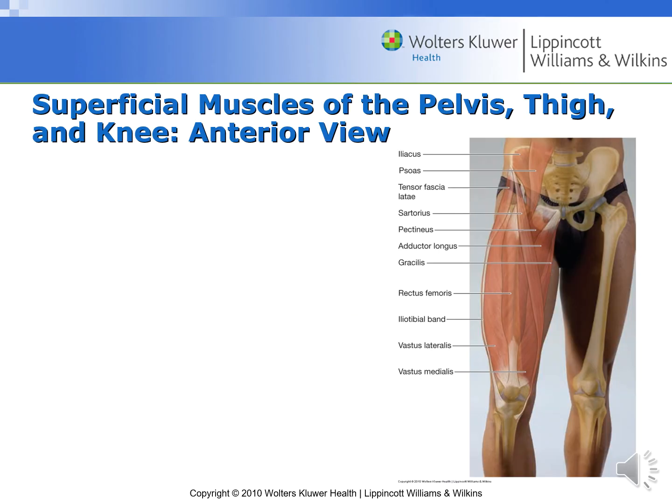Now we're going to take a look at the superficial muscles of the pelvis, thigh, and knee from an anterior view. And remember, the superficial muscles are the muscles that are easily palpable and they are closer to the surface of the skin. We see the iliacus here beginning on the left-hand side most superiorly. We also see the psoas, the tensor fascia lata, the sartorius, the pectineus, the adductor longus, the gracilis, the rectus femoris, the iliotibial band, the vastus lateralis, and the vastus medialis.